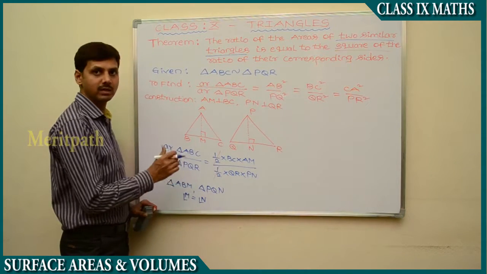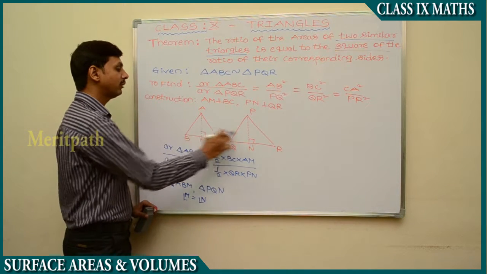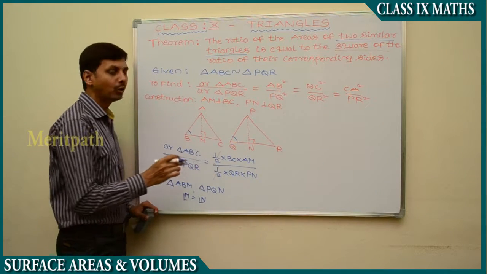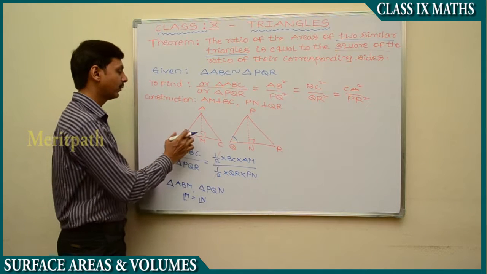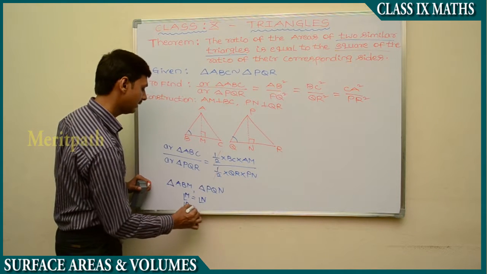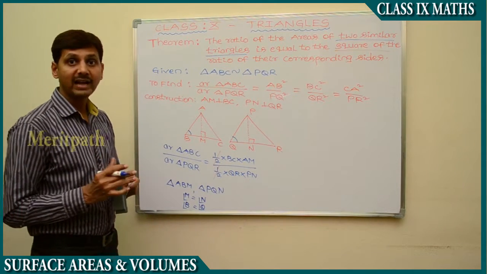Angle M is equal to angle N, because it's the 90 degree perpendicular line we have drawn. And we know that triangle ABC and triangle PQR are similar triangles, so the corresponding angles are equal. So we can take angle B is equal to angle Q. So both the angles are equal.